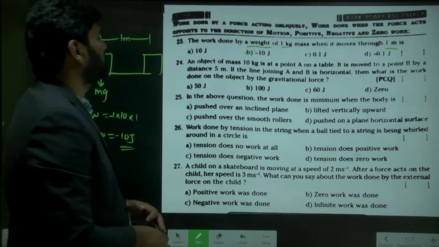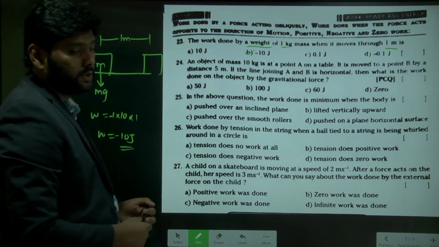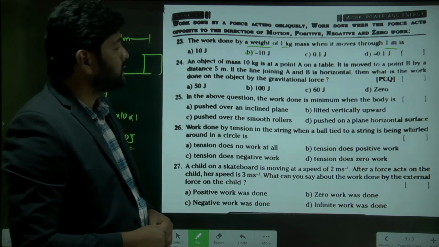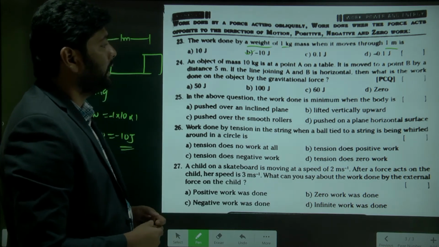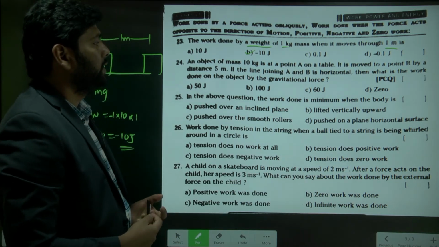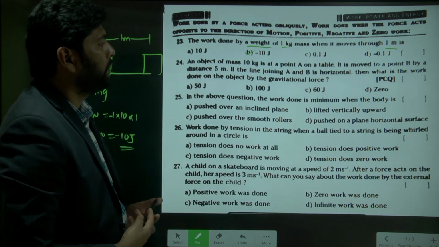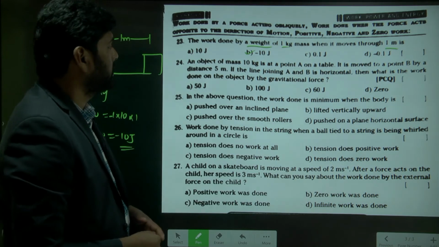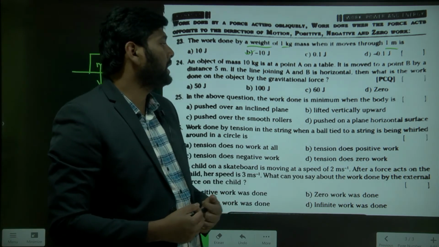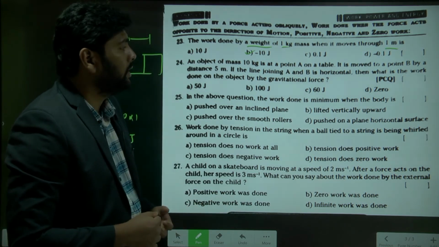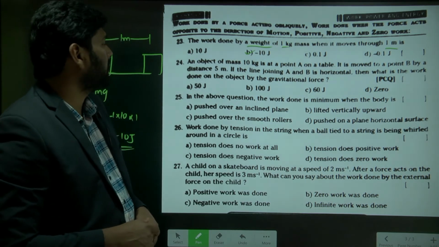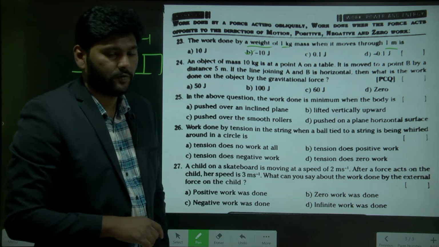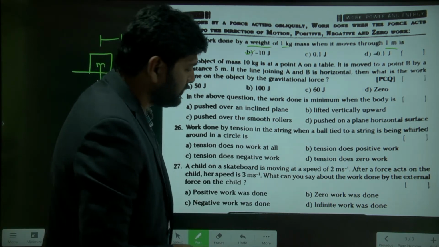Okay. Next, 24th question here. An object of mass 10 kg is at point A on a table. It moves to a point B by a distance of 5 meters. If the line joining AB is horizontal, then what is the work done on the object by the gravitational force?